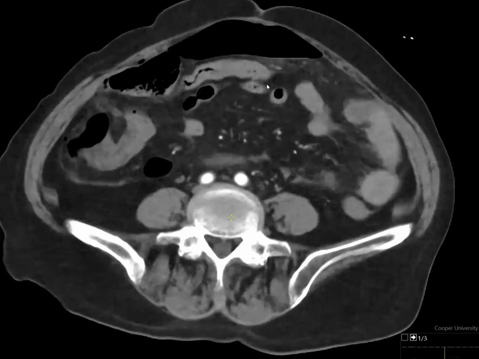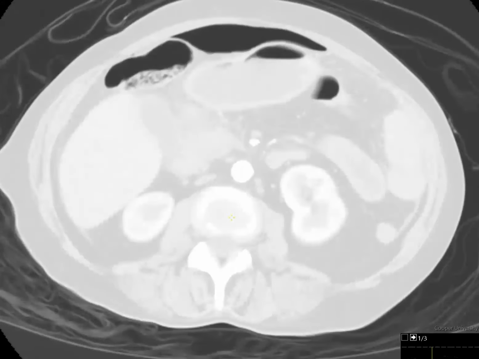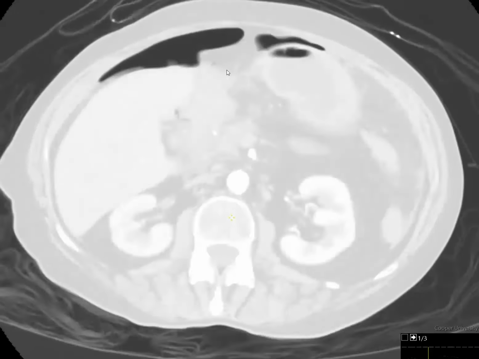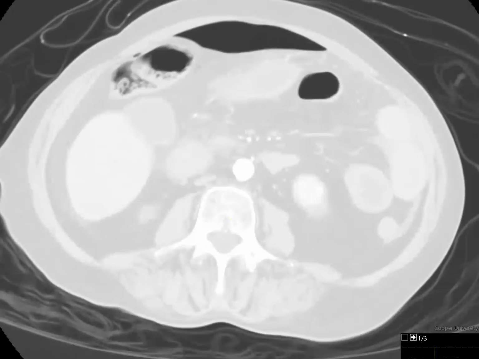The way we know that this is air is if you change the window and see the findings on the lung window, you can see there is free air in the non-dependent part of the upper abdomen.